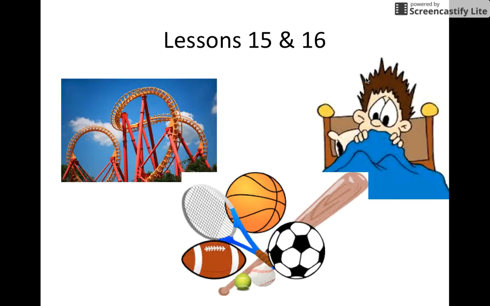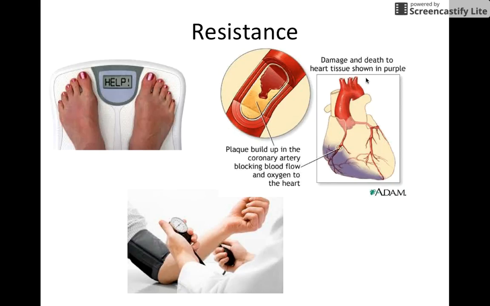Lessons 15 and 16. During these two lessons, students are going to basically do an extension of understanding their body. So the lessons will explore factors that affect heart rate. Roller coasters, being scared, playing sports, all of these things increase your heart rate. But things like obesity, high cholesterol, and high blood pressure cause resistance.